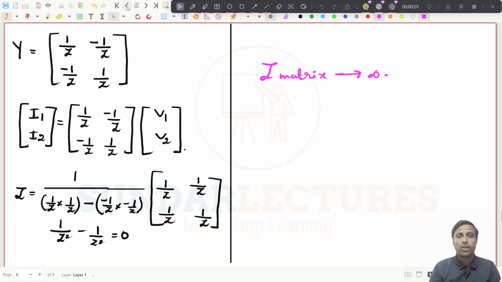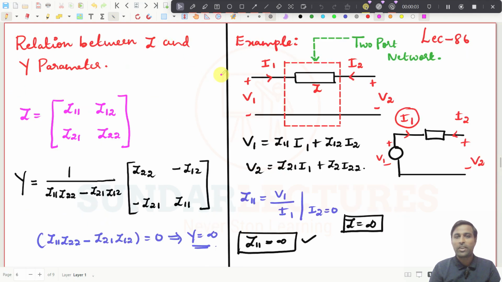Now, if we are going for this particular network, here the Y matrix exists for this circuit, and what happens to the Z matrix? It becomes infinity, right? Can you understand what I am saying?